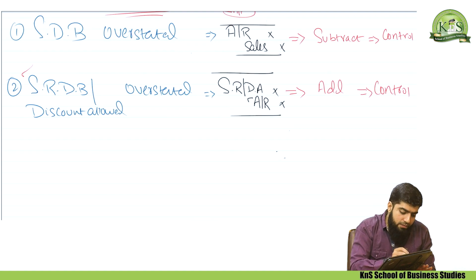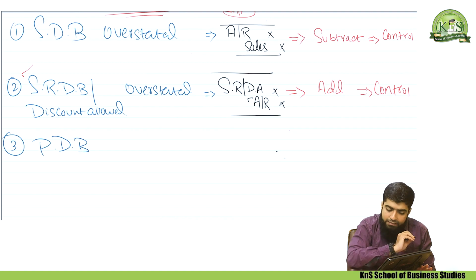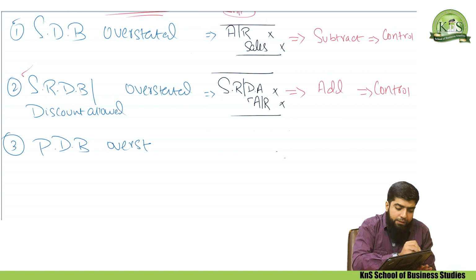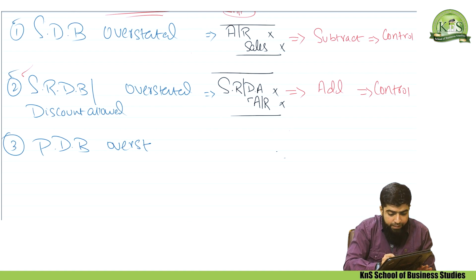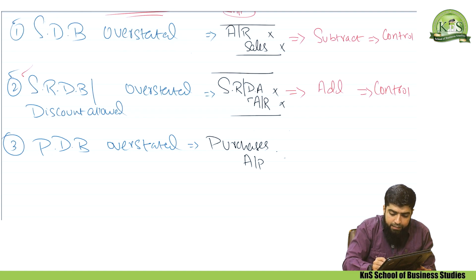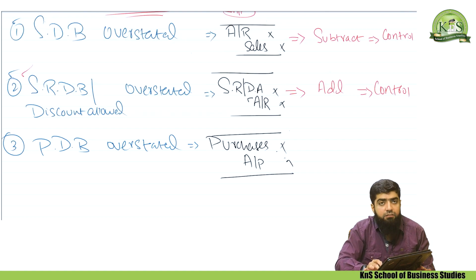Okay. The third principle is for the purchase daybook, and the same principle will be followed. If you remember the first principle and the second principle, the rest of the principles will automatically be remembered. Okay, if the purchase daybook is overstated, now let me tell you the accounting entry for this one. What should have been the accounting entry? Purchases debit and accounts payable should have been credited.